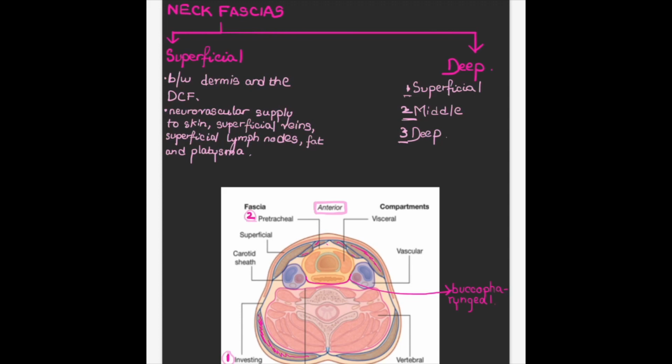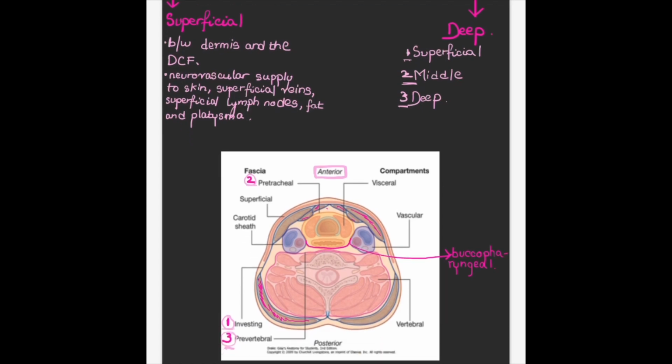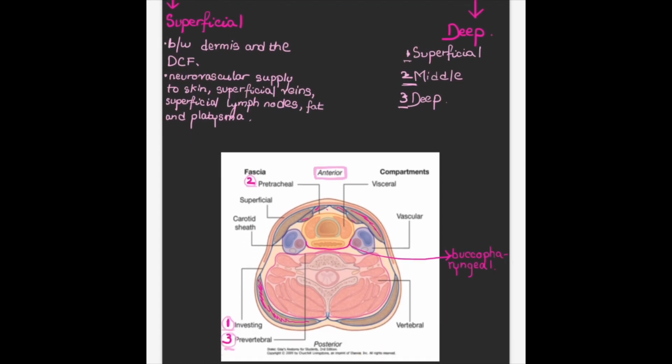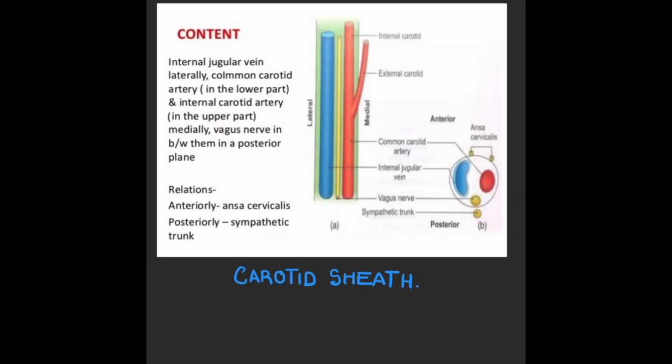Lastly, there is prevertebral layer, which is a very self-explanatory term. It surrounds the vertebral column and associated muscles like scalenes, prevertebral muscles, and deep muscles of the back. Right, so continuing the topic of fascias, let's not forget about the carotid sheath.